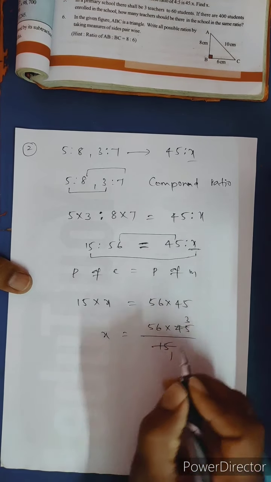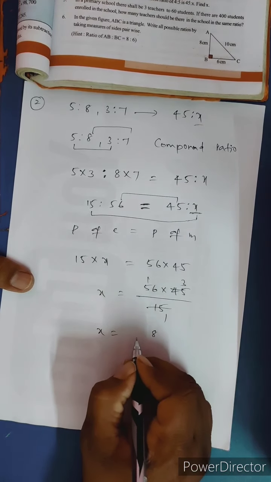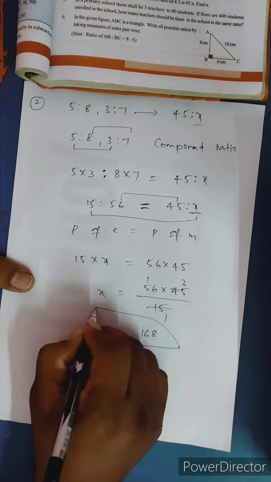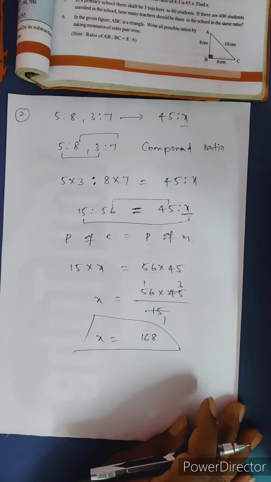15 1 is 15, 3 times. Now x is equal to 3 6 times 18, 3 5 times 15, and 1 168. The value of x is 168. Okay. Thank you.